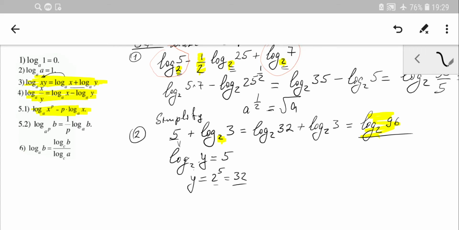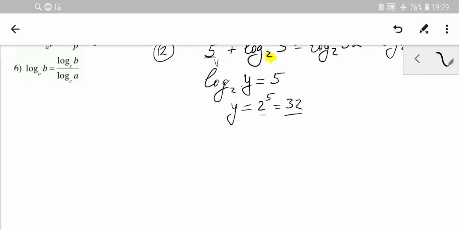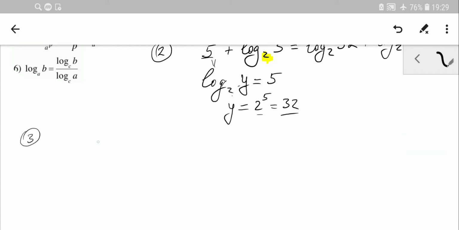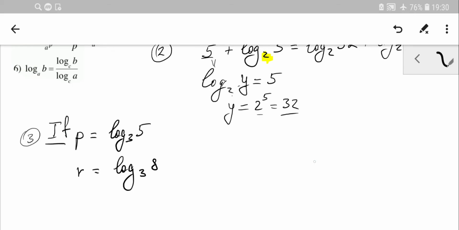Okay, so that was the second application, and let's try to do maybe much more interesting stuff. Let's zoom in and consider that one. So increase the font. All right. For example, you are given that p is log base 3 of 5, and you're also given another number r, which is log base 3 of 8. Okay, so that's what you're given. If you have that, you need to express the following in terms of p and r.